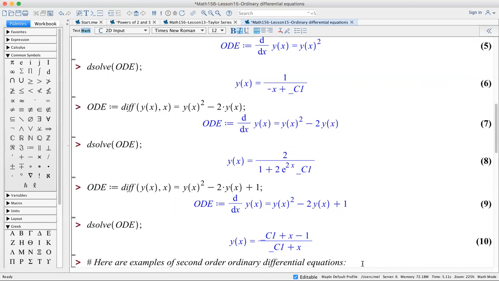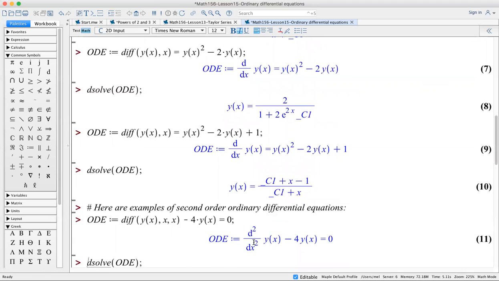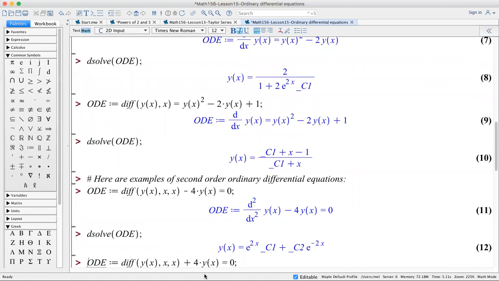What about second order ordinary differential equations? Here's an example. The second derivative of y minus 4y is 0. What is the general solution? There it is. This involves two functions. These are like the fundamental solutions, e to the 2x and e to the minus 2x times some constants, different constants, c1 and c2.